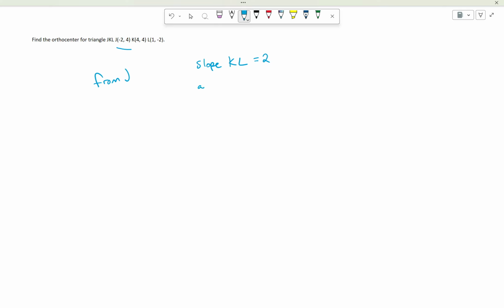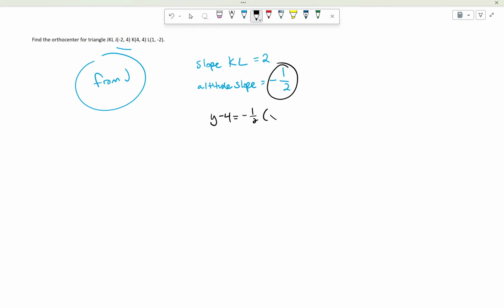So then the altitude slope, which is going to be perpendicular, is going to be equal to the negative reciprocal, -1/2. Okay? I'm going to take the slope and put it into my point slope. So I'm working from J, right? From J, -2, 4. So I'm going to say Y minus 4. So Y minus the Y is equal to this -1/2 times X minus -2, which is +2.